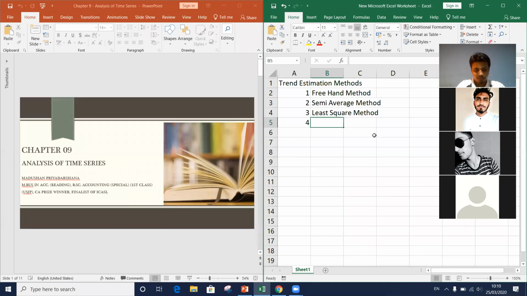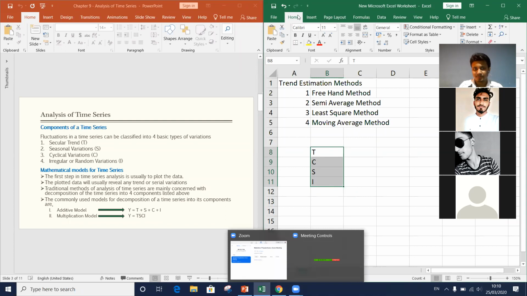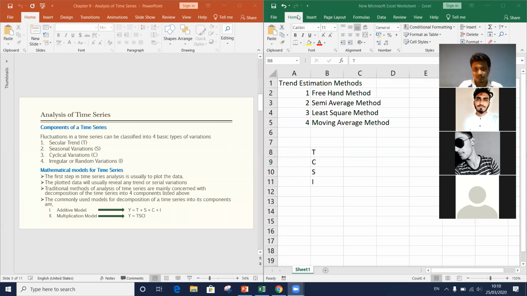And today we are going to discuss the fourth method, that is moving average method. Right? So these things, and can you remember these four? If I drafted it as T, C, S, and I, what is the common name we can give for these? Trend, long term. So these are basically what?